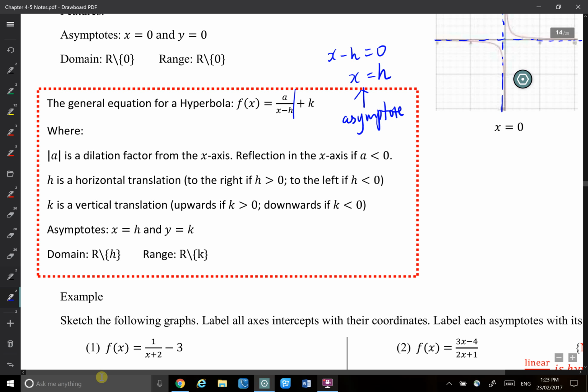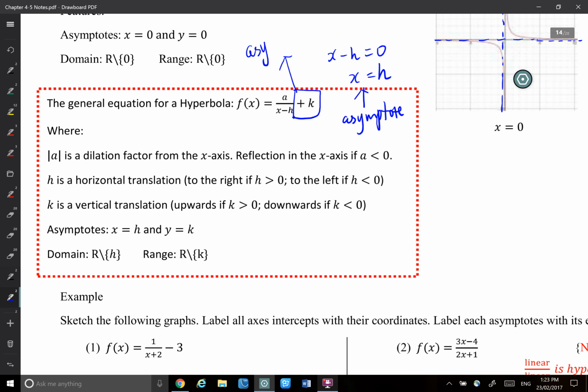And also the value you add at the back will become an asymptote. That is the y asymptote. Why will that become the asymptote? Because it's k plus the fraction in the front. That fraction can never become 0, because you have a divided by something, and no matter what you divide by, it cannot be 0. So k is the asymptote because you can never get k. So k is the horizontal asymptote and x equals h will be the vertical asymptote.